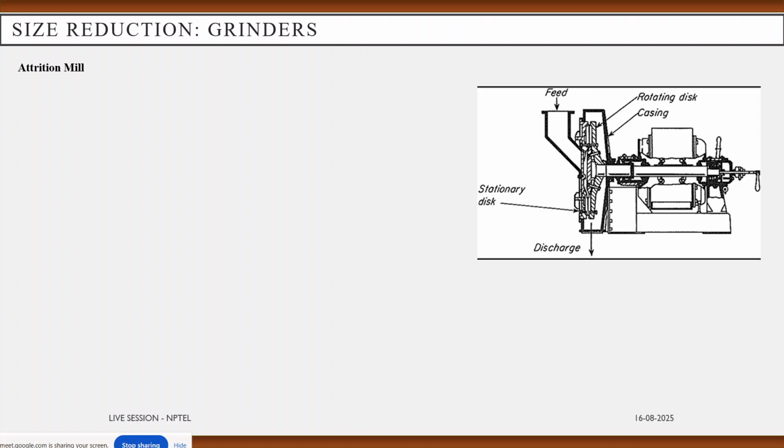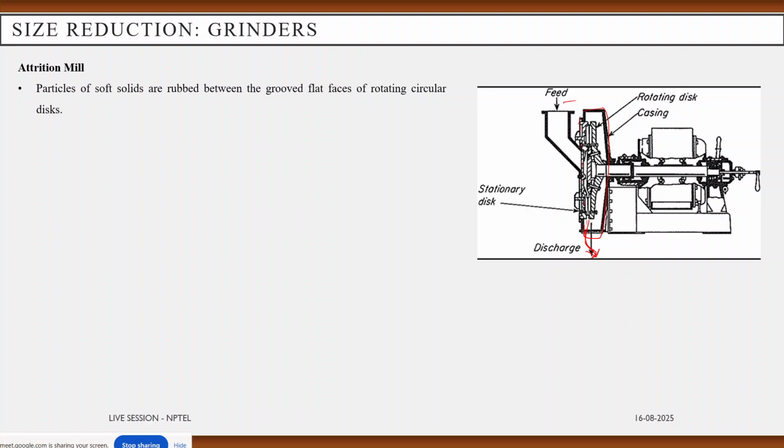So next we'll be discussing the attrition mill. Here you can see that this is the feed for the attrition mill. This one is the rotating disc. This one is the casing for operation. And here is the discharge of the particles. And these are some stationary plates or discs.